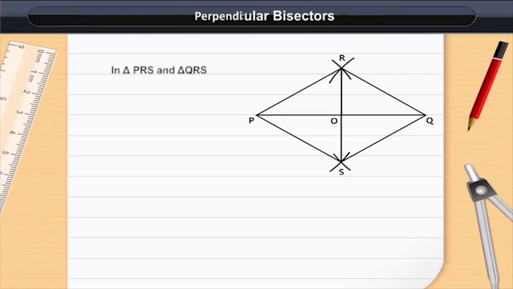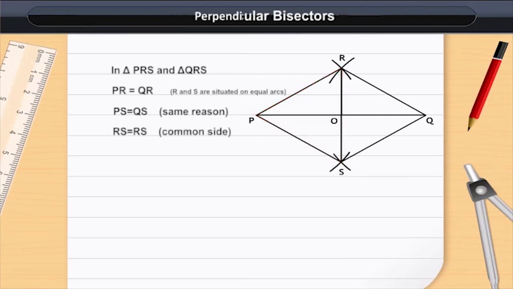Let us now verify whether what we have done is correct or not. Let us join PR, QR, PS and QS. Now consider triangles PRS and QRS. Because R is situated on arcs of equal radii, side PR is equal to QR. Similarly, PS is equal to QS, and RS is common. Therefore, triangle PRS is congruent to triangle QRS by the SSS congruency rule.